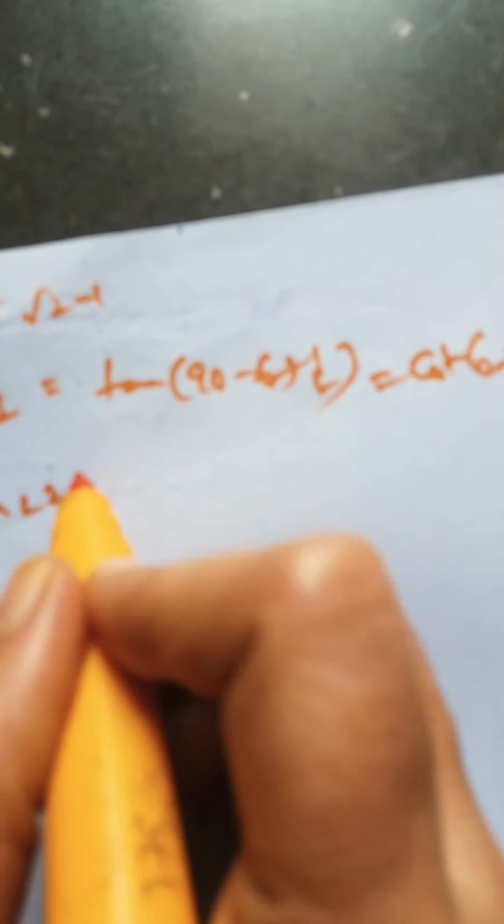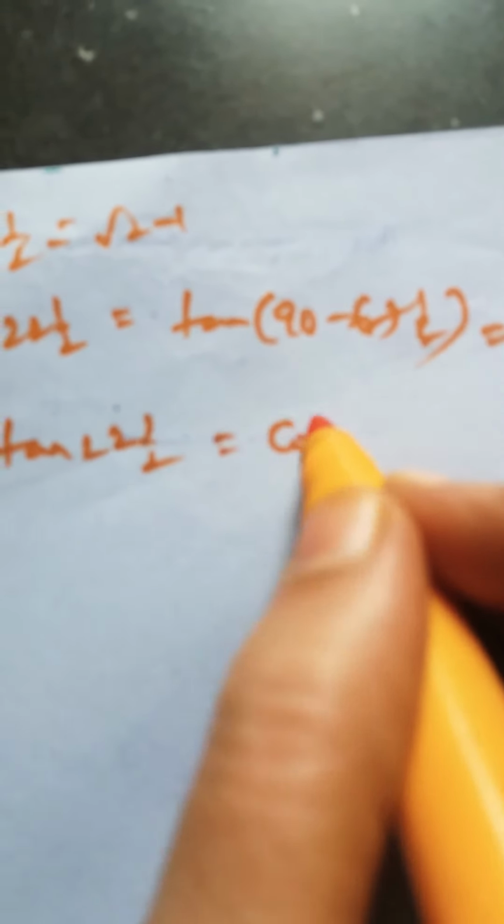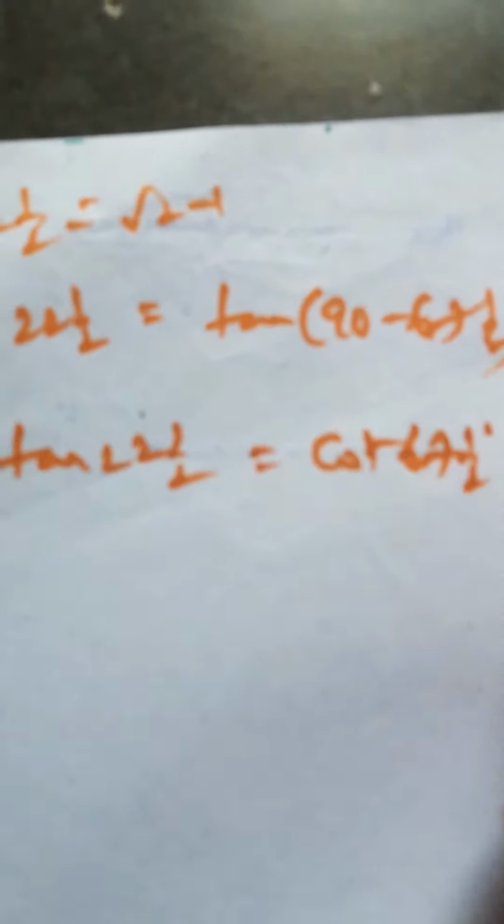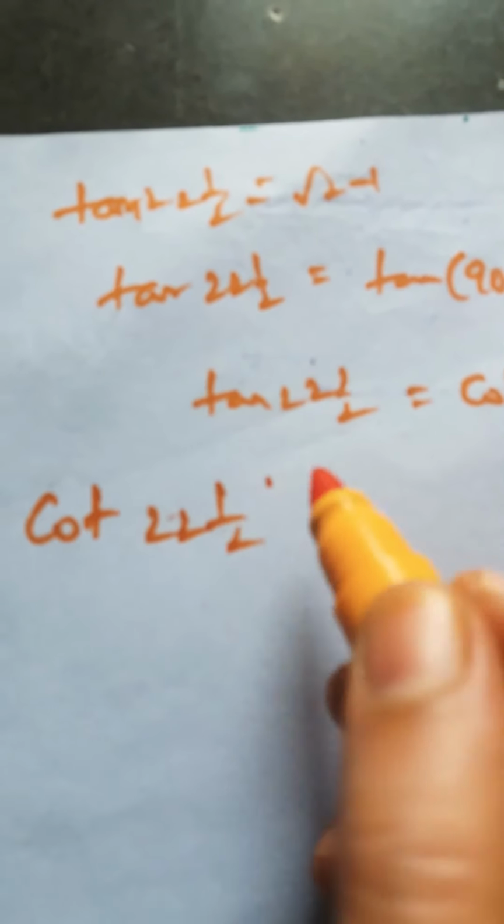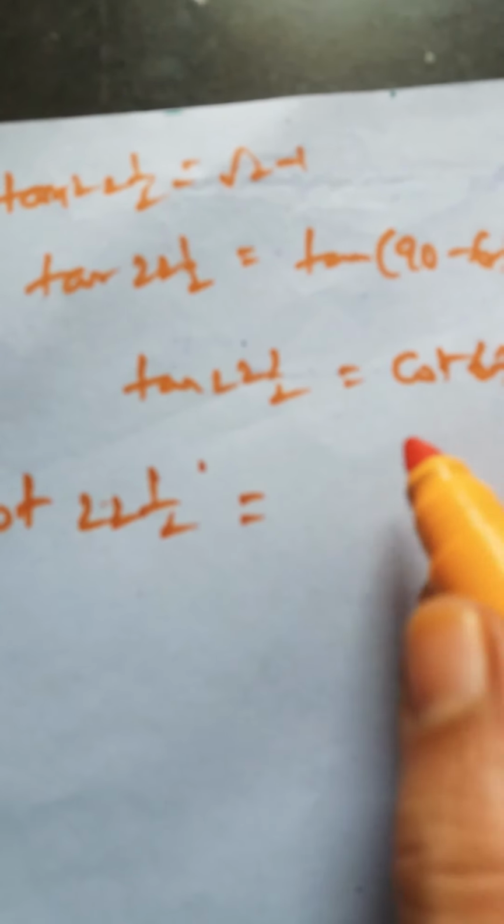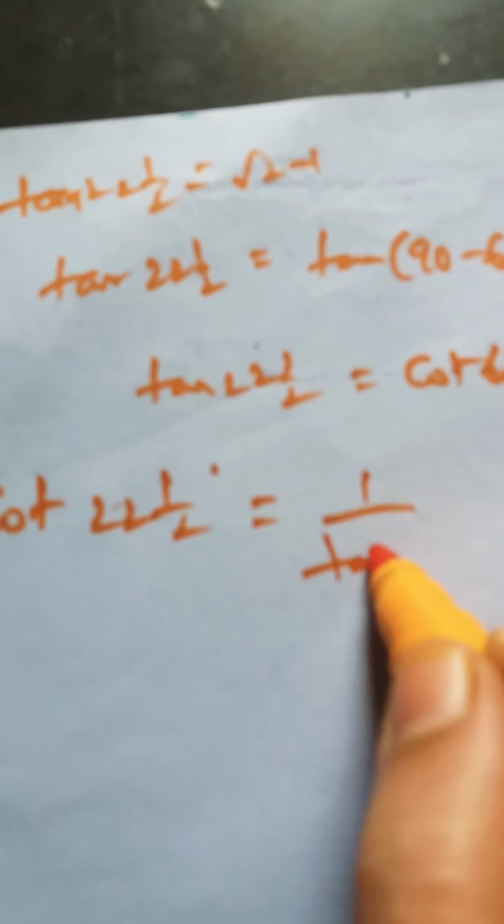Tan 22 and a half can be written as tan of 90 minus 67 and a half degrees. So tan 90 minus theta is nothing but cot theta, cot 67 and a half degrees. Therefore, we will get tan 22 and a half degrees is equal to cot 67 and a half degrees, whose value is root 2 minus 1. Now let us find the value of cot 22 and a half degrees. Cot 22 and a half degrees is nothing but 1 by tan 22 and a half degrees. So 1 by square root of 2 minus 1.